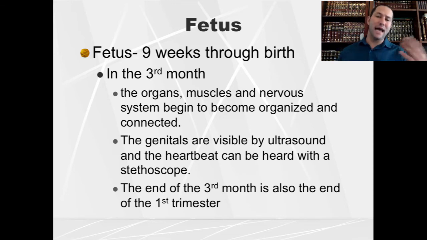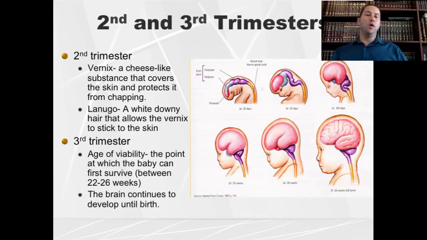So what's happening in the 1st trimester? So all the organs, muscles, and nervous system become integrated and connected. You start to see the genitals. They become formed, so you could determine the sex of the child. You could hear the heart with a simple stethoscope by now, and by the end of the 3rd month, you have your 1st trimester done. Check. Okay, your 2nd and 3rd trimesters, what's happening in your 2nd trimester, you start to have vernix and lanugo.